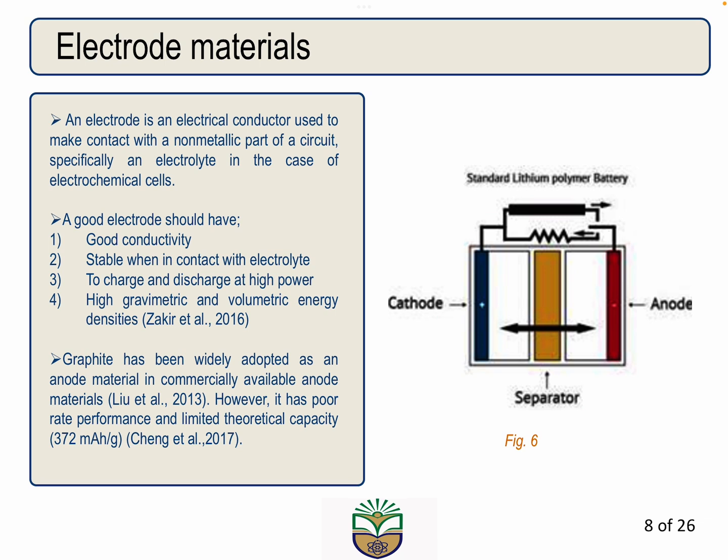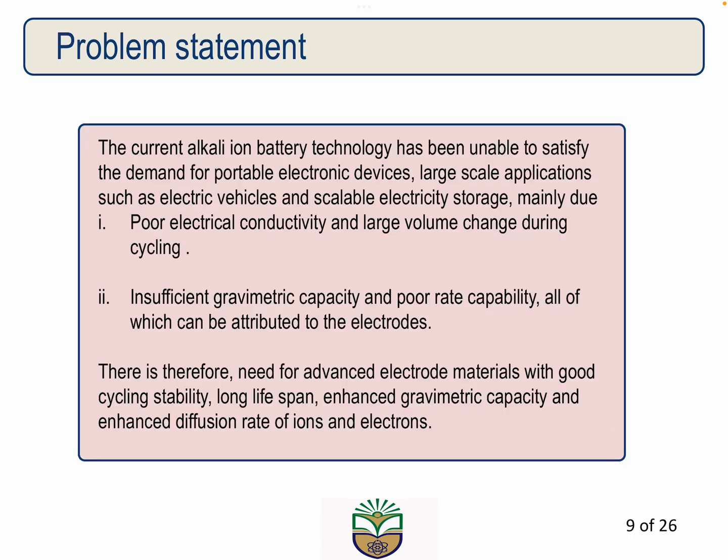So our interest is on electrode materials, in which case when we talk of electrode materials, we are talking of the cathode and anode of the standard alkali ion battery. The characteristics that we expect to get in a good electrode are very good conductivity. We also expect them to be materials that are stable when they come into contact with the electrolyte. They are also expected to charge and discharge at high power and also have a high gravimetric and volumetric energy.